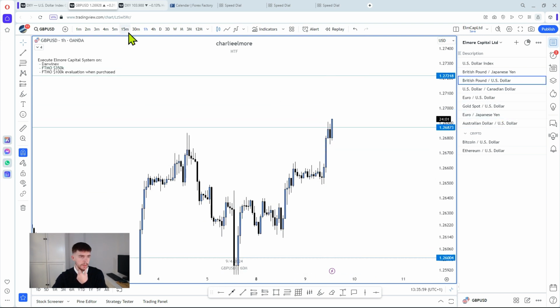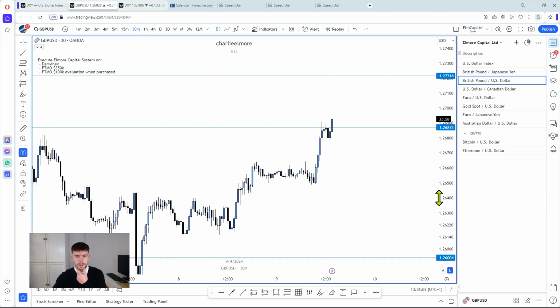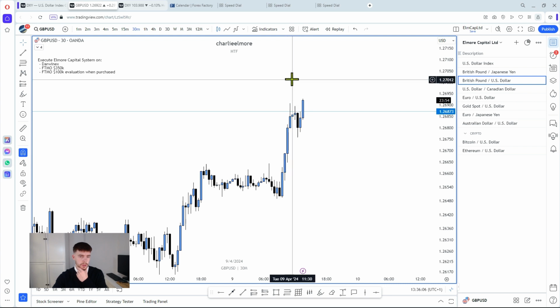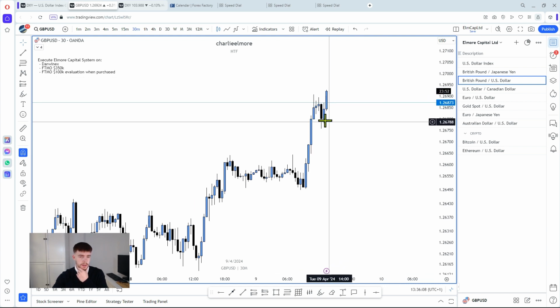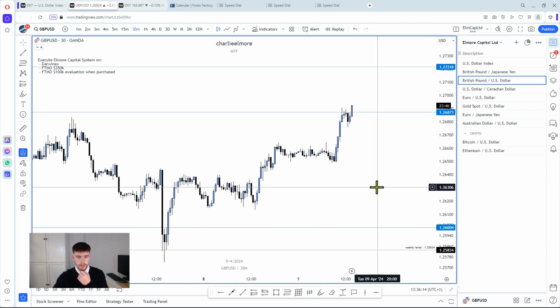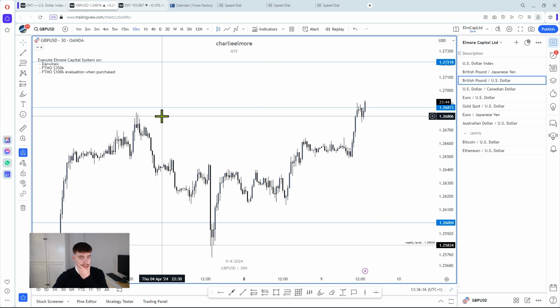You can see there, this was actually taken from the 30-minute. So the 30-minute bearish engulfing there was the entry. Stops are above the high. We're still in this as well. And then target is around here somewhere. So yeah, that's pretty much it.